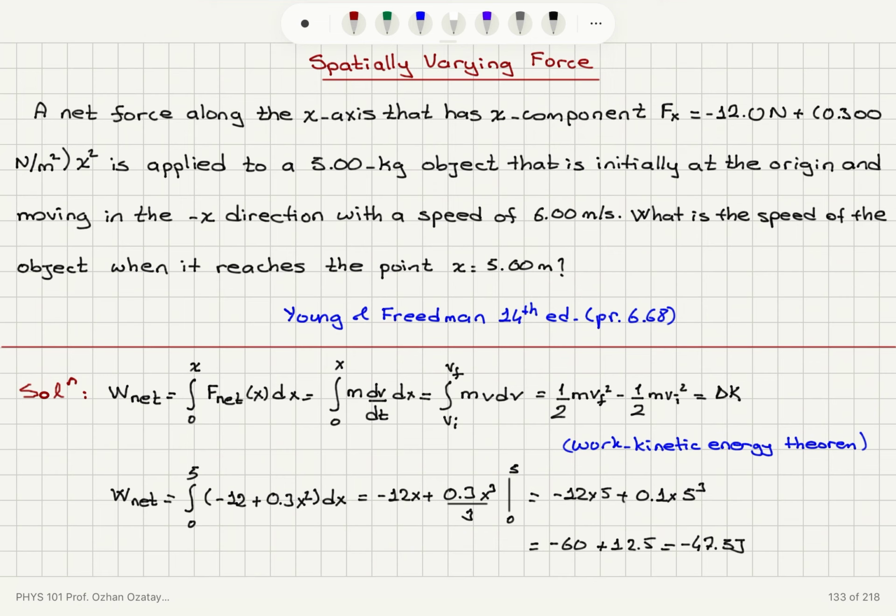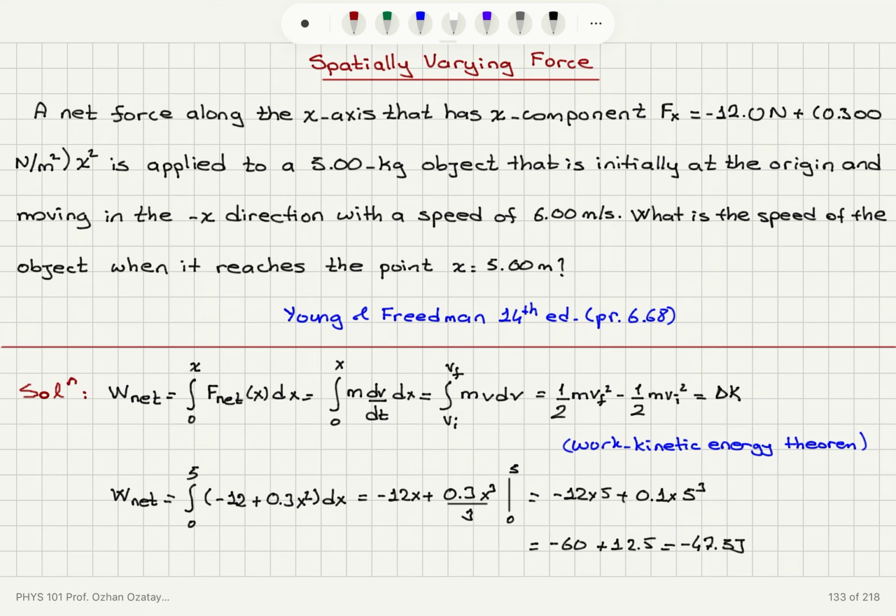Okay, so let's see what we did. We have a net force along the x-axis that has x component given by this expression. This is applied to a 5 kilogram object that is initially at the origin, so x equals 0, and moving in the minus x direction with a speed of 6 meters per second. What is the speed of the object when it reaches the point x equals 5 meters? So the work done by the net force is basically equal to the change in the kinetic energy. This is the work kinetic energy theorem.